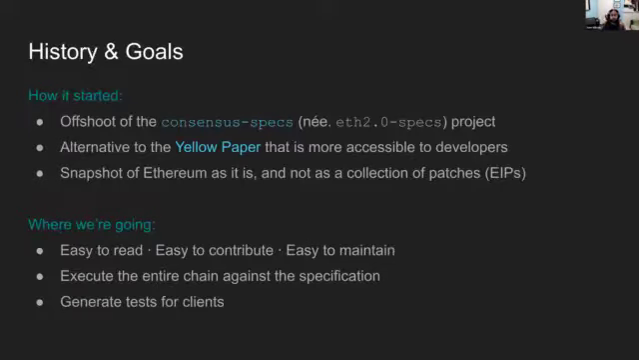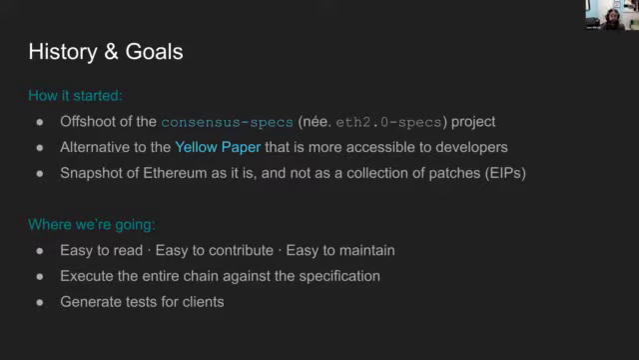So we started mostly as an offshoot of the Consensus Specs project, which was formerly known as the ETH 2.0 Specs project. For those who don't know, that project is a mix of Markdown text with snippets of Python. That's where we got the inspiration to write a specification for Ethereum 1 that is executable. So it's not just a LaTeX document like the yellow paper. This project is going to hopefully be more accessible to developers.